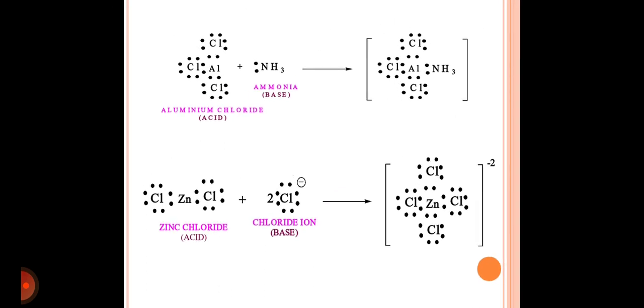So these are the concepts of acids and bases according to Arrhenius concept, Lowry and Bronsted concept, and Lewis concept.